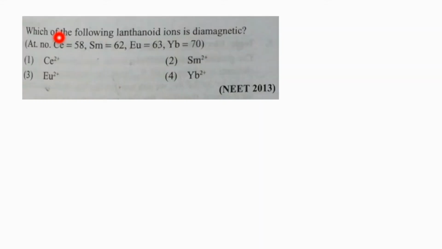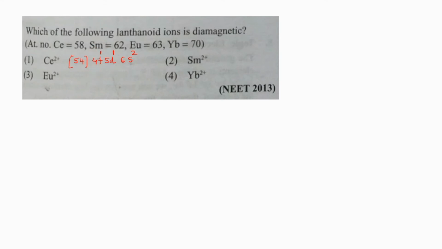Now see this question. Which of the following lanthanoid ions are diamagnetic? They are asking. The atomic number is also given, and all these elements are lanthanides. So cerium, 54 electrons will be present in the inner orbital. As they belong to the 6th period, 6s will be there, 5d will be there, 4f also will be present. Cerium is an exception, we said, right? It will have 1 electron in the d subshell, and all these elements will have 2 electrons in the s subshell. Then what will be the number of electrons in the 4f subshell? That will be 1 only, right?